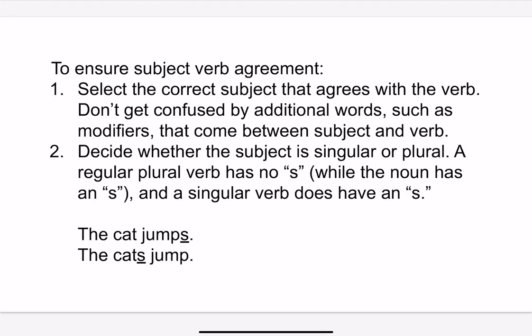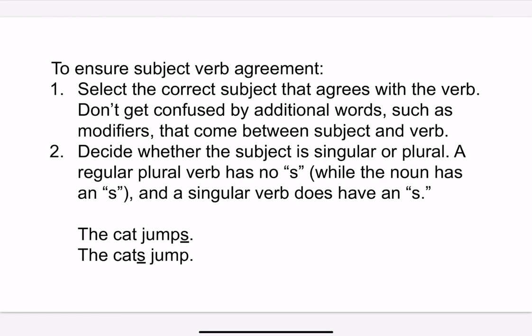All right, so to ensure subject-verb agreement, select the correct subject that agrees with the verb. Don't get confused by the additional words, such as modifiers that come between the subject and the verb. You also have to decide whether the subject is singular or plural. A regular plural verb has no S, while the noun has an S, and a singular verb does have an S. So, you say the cat jumps, or the cats jump. You'll notice here that you either are going to attach an S to the subject or to the verb, but not both. You're not going to say the cats jumps.